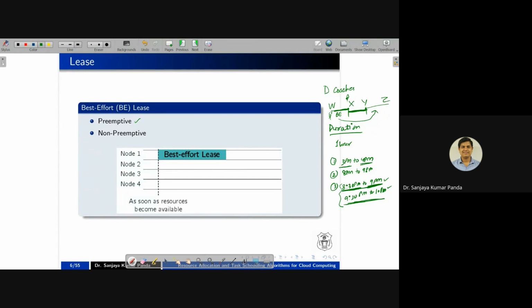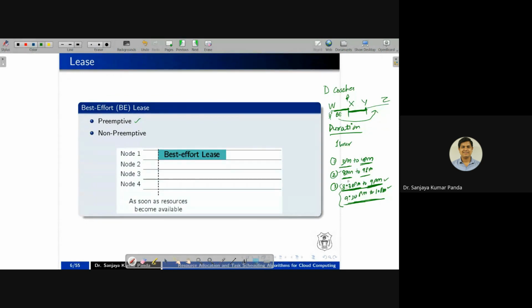In between, even if a high priority lease arrives in the system, you cannot preempt it. So that is called a non-preemptive best effort. This is also an example of a non-preemptive best effort. We started at 8 p.m. and completed at 9 p.m., so in between there is no disturbance.